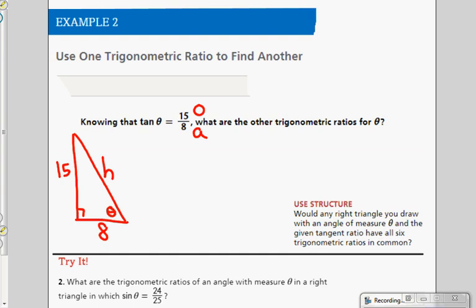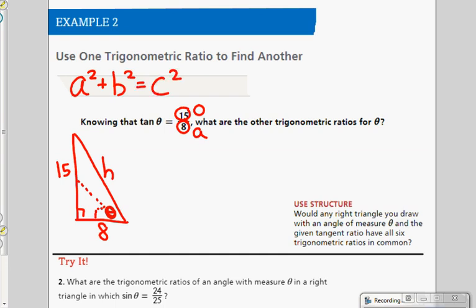Example 2, and we already set up a drawing. Looking at the fact that we have tangent, we know that the numerator 15 has to be opposite, and the denominator 8 has to be adjacent. So we drew a picture where theta was in the bottom right-hand corner, and the opposite side should be the long one, 15, and the adjacent side should be 8, which is the short one. Now, we just said that we're missing the hypotenuse, but we can find that easily with an old friend.